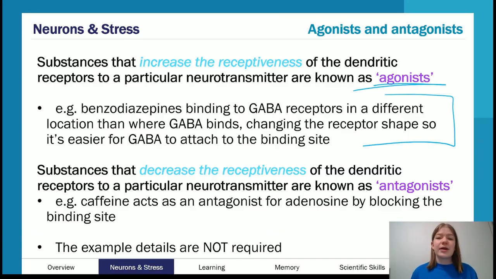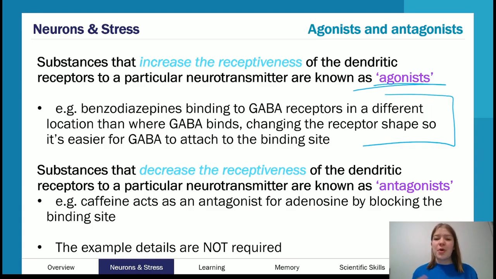Another thing to think about here is that we can have agonists and antagonists. So agonists are something that were mentioned in the previous study design, but at the end of the year. And so we've got antagonists specifically and explicitly in this study design, and you need to know about them for Unit 3. So our agonists are substances that are going to increase the receptiveness of our dendritic receptors to a particular neurotransmitter. And the key example to know here are benzodiazepines.